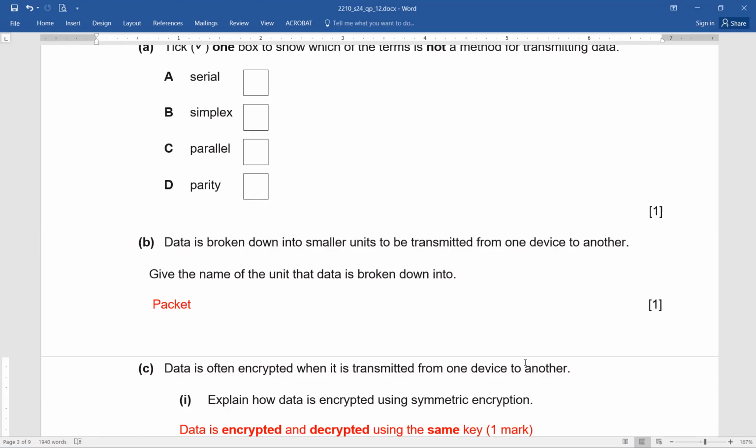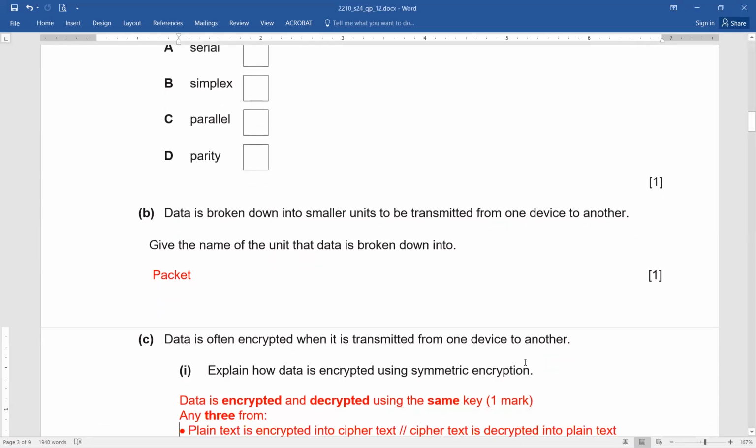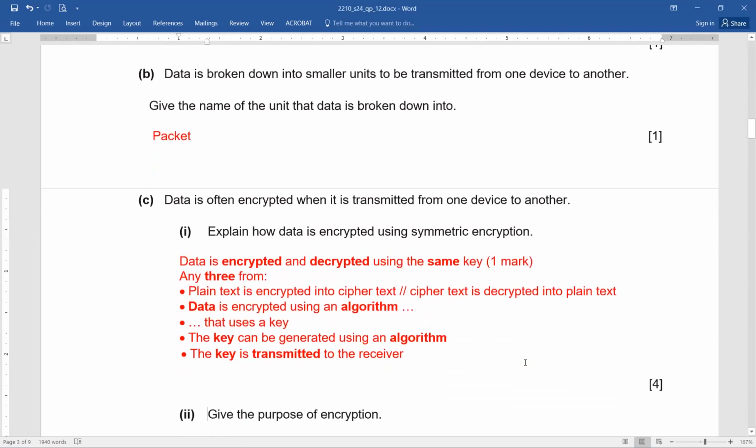Explain how data is encrypted using symmetric encryption. And it's a 4-mark question. So how will you write it? By the way, I hope that you remember what encryption is. And if we talk about symmetric encryption, you can see it's encrypted and decrypted using the same key. The most important thing you need to remember in your answer is that with symmetric encryption, the same public key is used for encryption and decryption of the data.